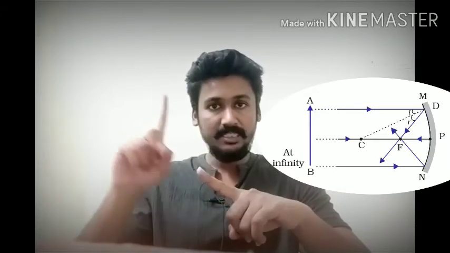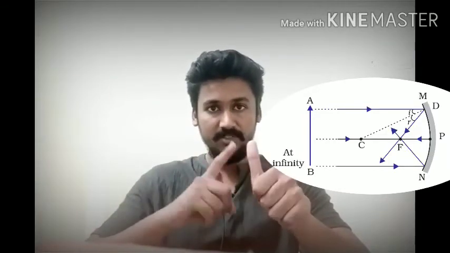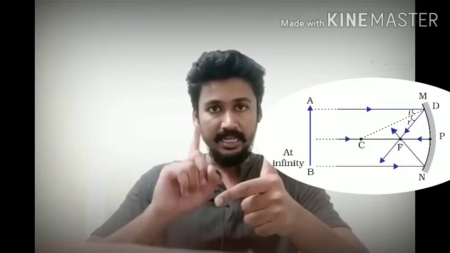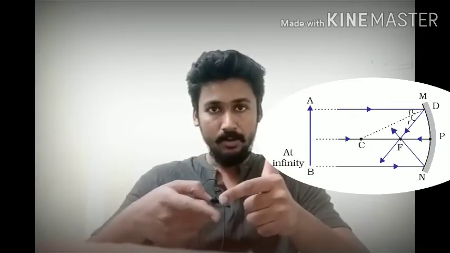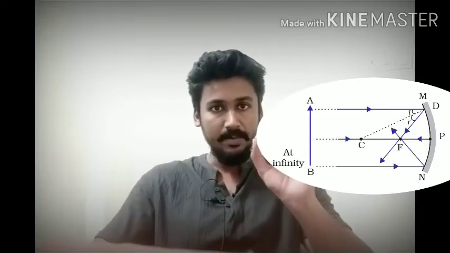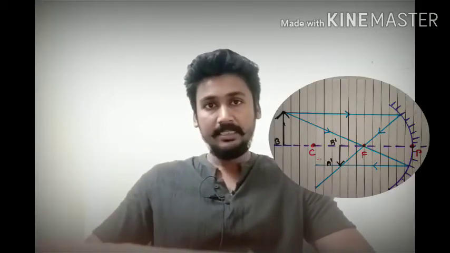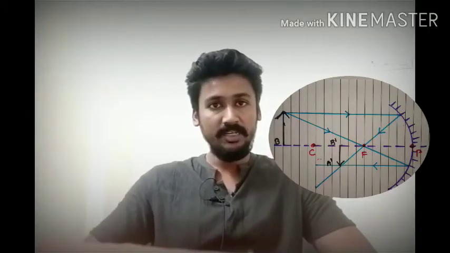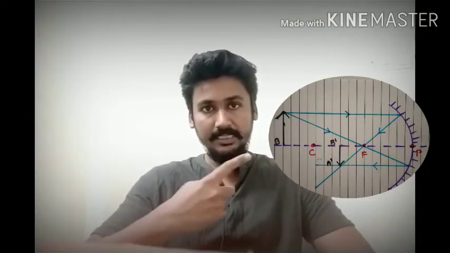So if the object is placed at infinity, the image is formed at the focus. The nature of the image is real and inverted, and the size is highly diminished, point-sized. Fine. So if there is a confusion, again go to the ray diagram. Second case, that is when the object is placed just beyond the center of curvature. This is the ray diagram.